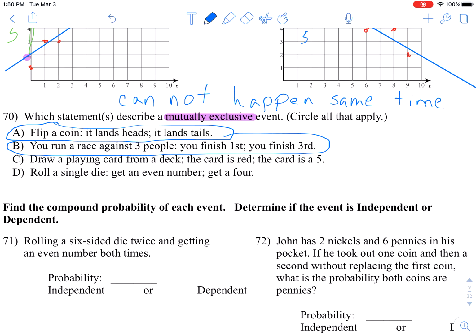Drawing a playing card from a deck. The card is red. The card is 5. That can happen at the same time, so that is not a mutually exclusive event. You could draw a 5 of hearts or you could draw a 5 of diamonds.